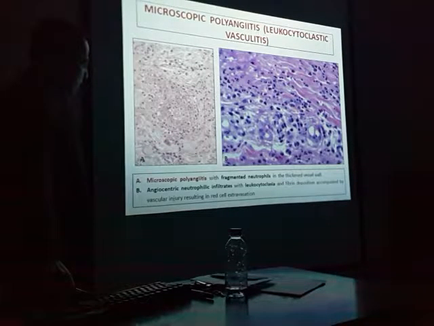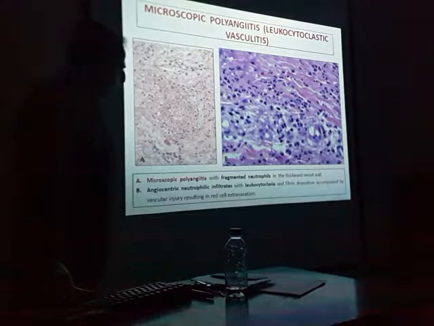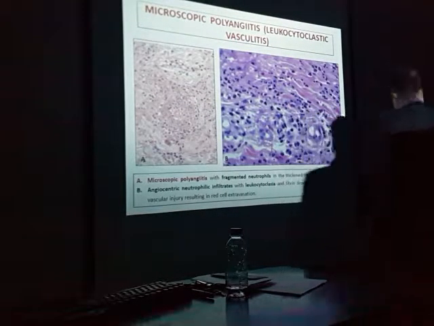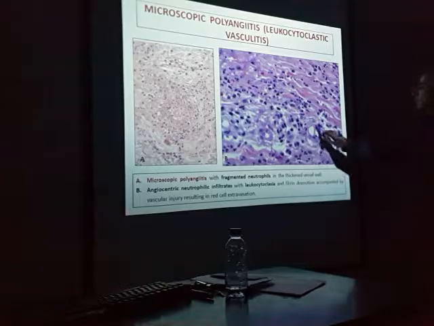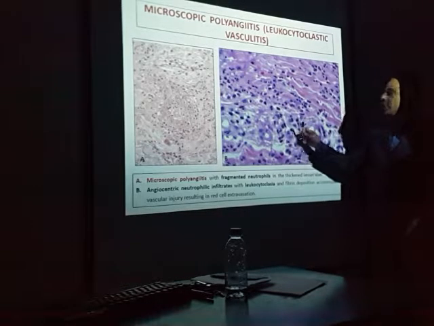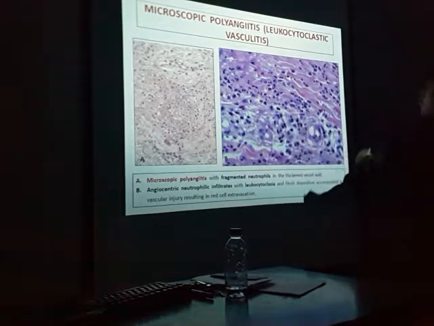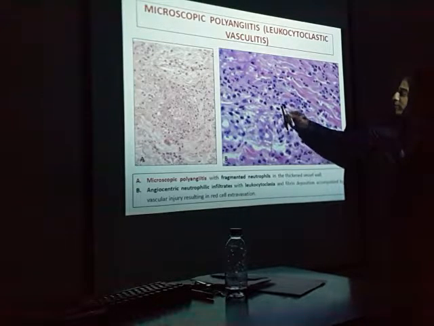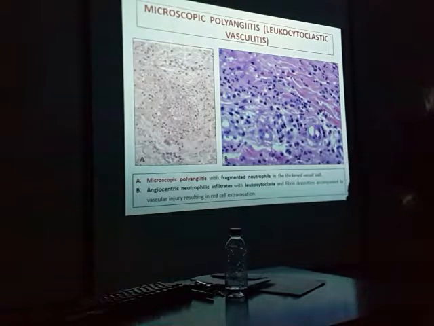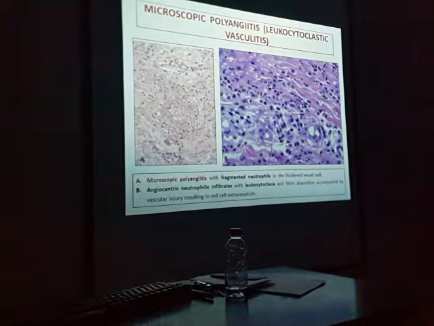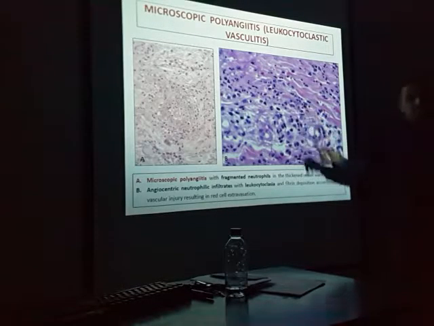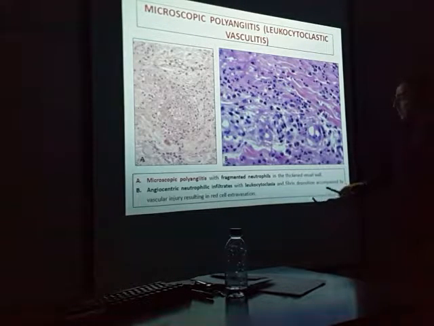This is A. Then angiocentric neutrophilic infiltrates. So here you will find some of the vessels, these. Then the neutrophils are going out from the vessels. And as they go out, you see some intact neutrophils, some are breaking. So you find the broken neutrophils as well as the intact. So as the neutrophils are breaking, this is known as leukocytoclasia, and this is known as leukocytoclastic vasculitis.